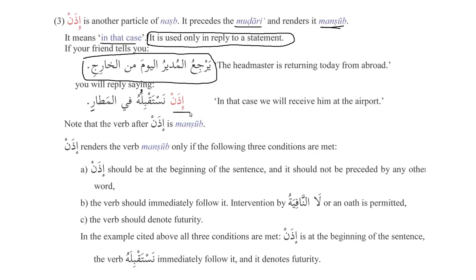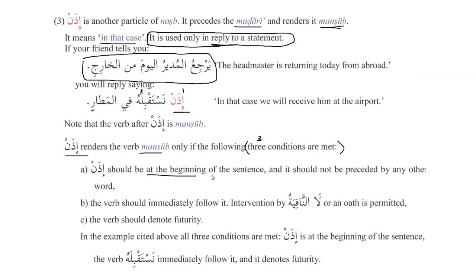Okay. However, the condition that we have seen is it should be a reply to a statement. We can't just use it as a statement. It should come as a reply to the statement. And it can render the verb mansub only in the following three conditions. So there are three conditions, and if these three conditions are met, only then we can say that we are using this properly. Number one, it should be at the beginning of the sentence.